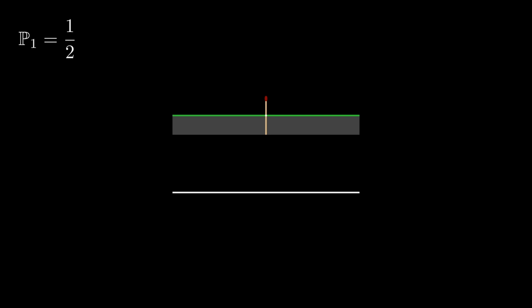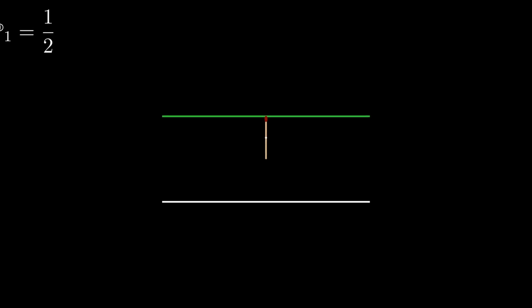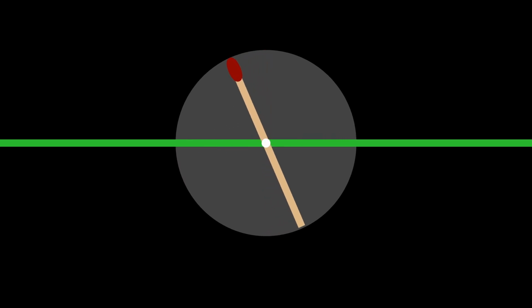In this scenario, the center of the match can be located anywhere from directly on the line to a distance L/2 away. Let's zoom in to get a better look. For any spot within this region, there's a cone of sorts describing the possible angles at which the match could land and touch the line, ranging from a single position of perfectly vertical at a distance L/2 to any orientation at a distance of 0.